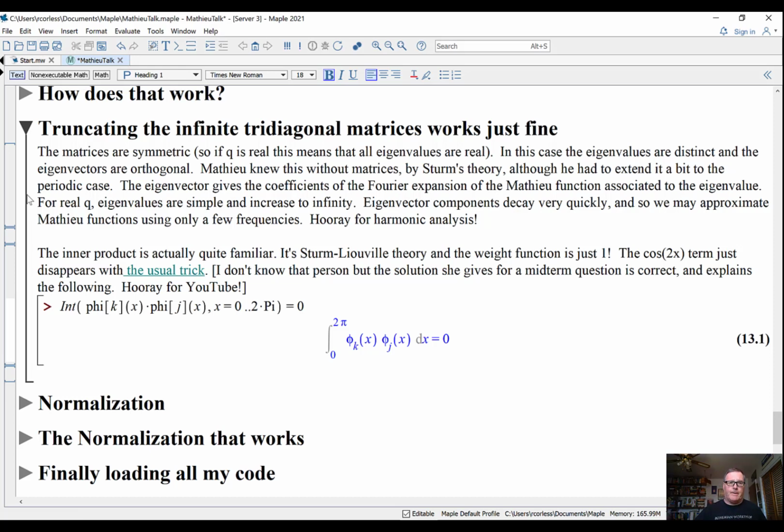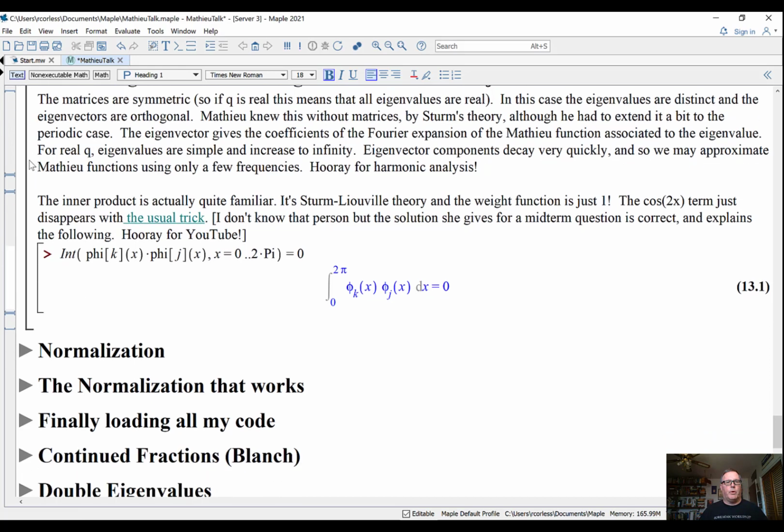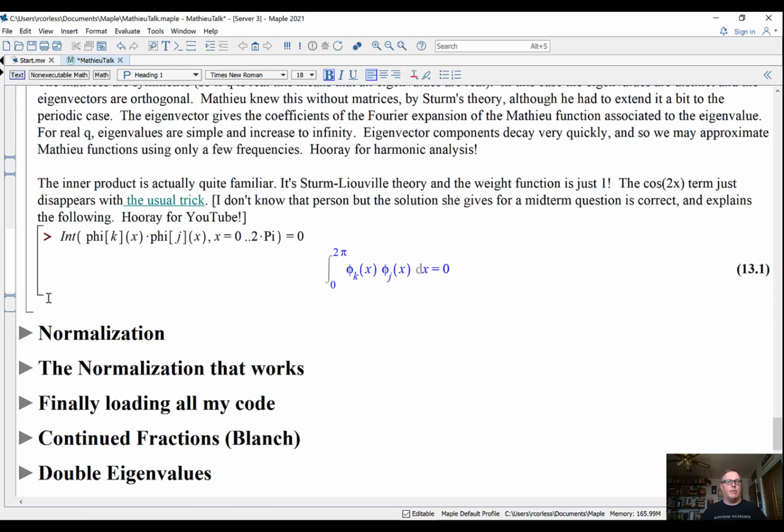If you haven't taught Sturm-Liouville theory yourself recently, you might have forgotten how the tricks work, but they're not very hard tricks. They're kind of fun. And here we're using them, as the saying goes, in anger. Well, what about normalization? That says orthogonality, but doesn't say orthonormality.